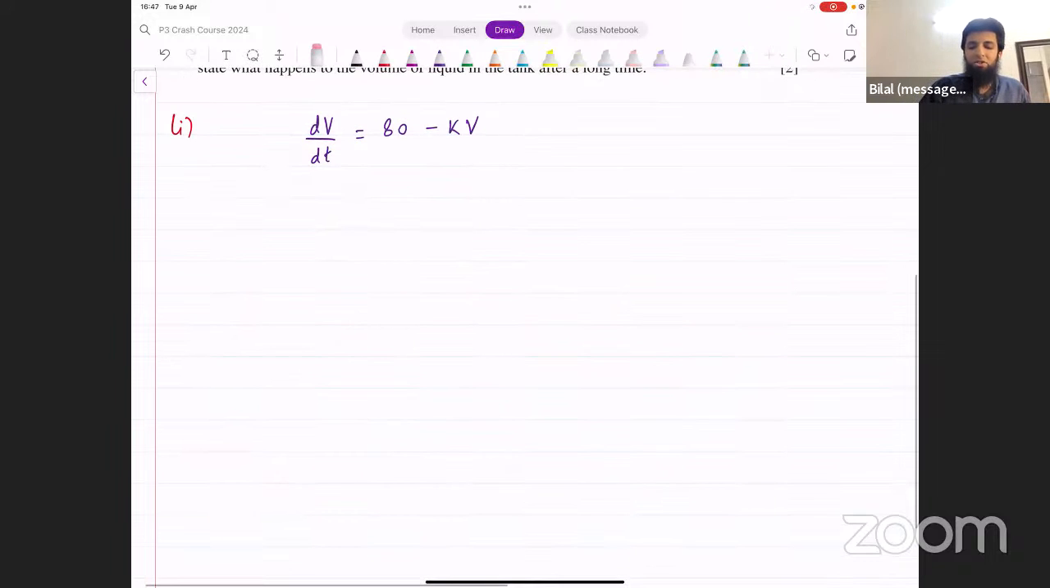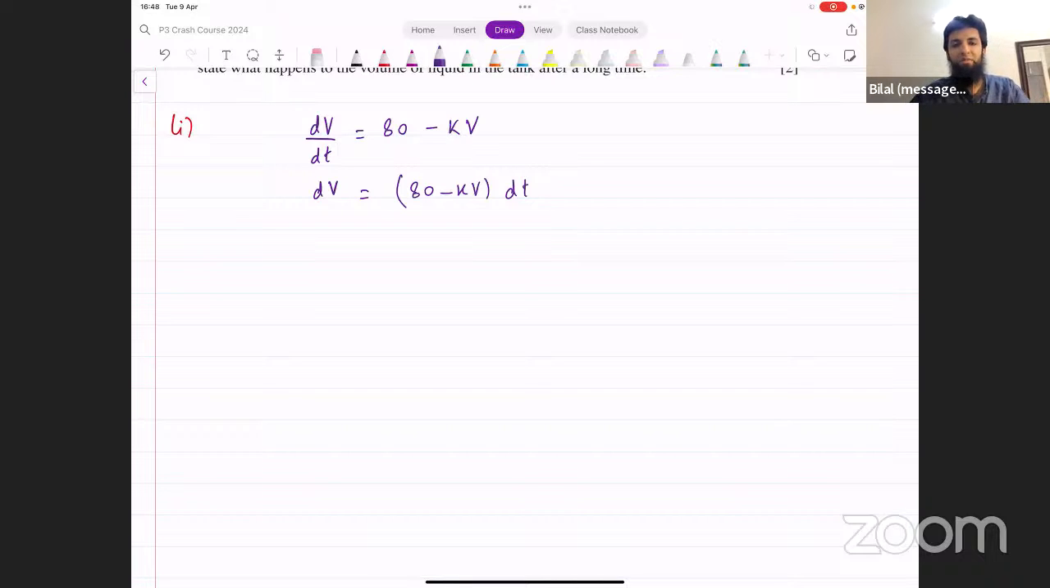So now let's start solving this differential equation. How do you solve differential equations? You have to separate the variables. How do you separate the variables? You can bring dt to the right side, and that's going to give you dV equal to (80 minus kV) multiplied by dt. Now t terms have to be on the right, V terms have to be on the left. There's no t term. You just take this whole thing to the left, so it becomes 1 over (80 minus kV) dV, that equals dt.